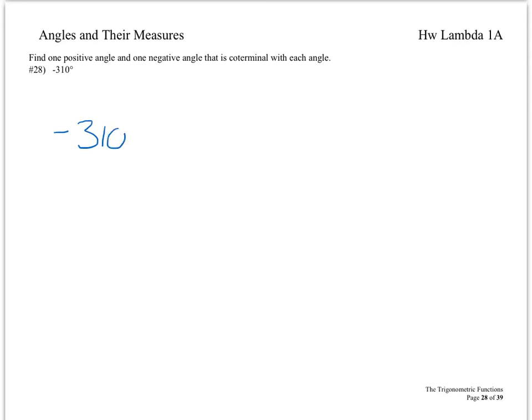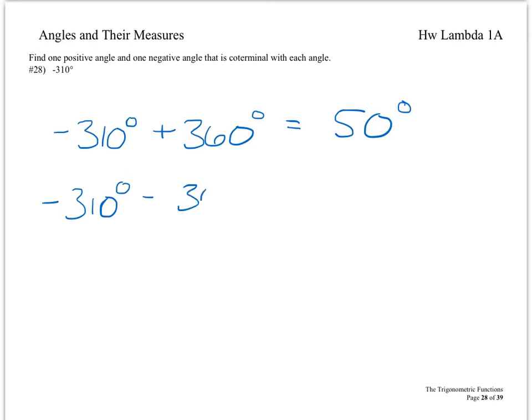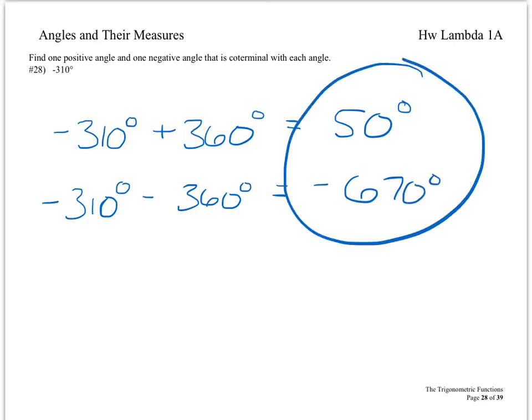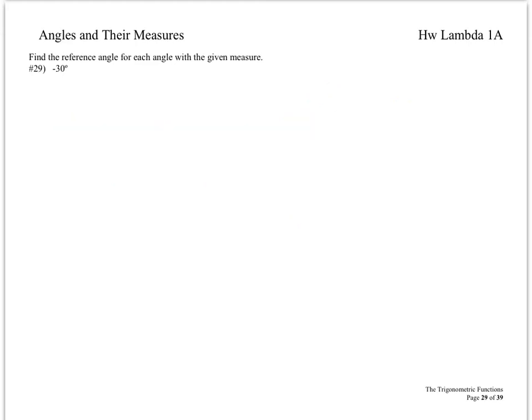Next problem, we have negative 310 degrees. If we add a complete revolution to that, which is the same as 360, that would give us 50 degrees. If we subtract a complete revolution, minus 360, we would get negative 670 degrees. These are two possible answers out of a possible infinite number of answers.